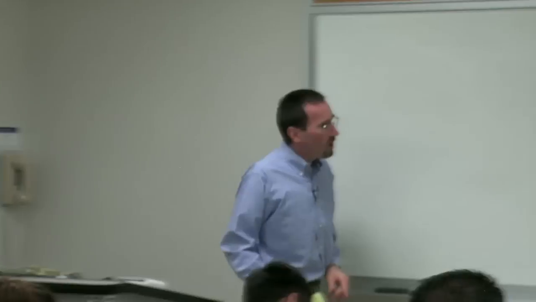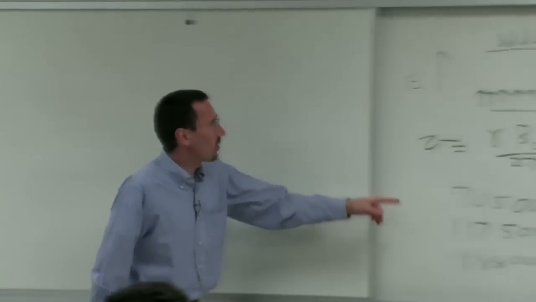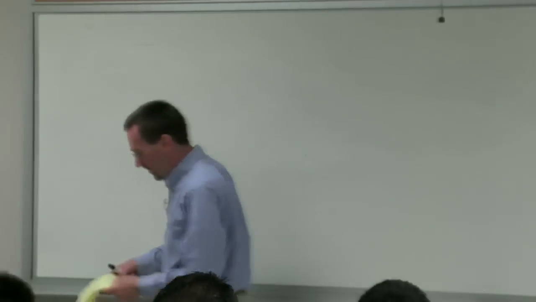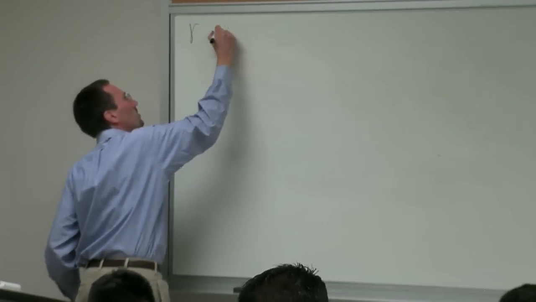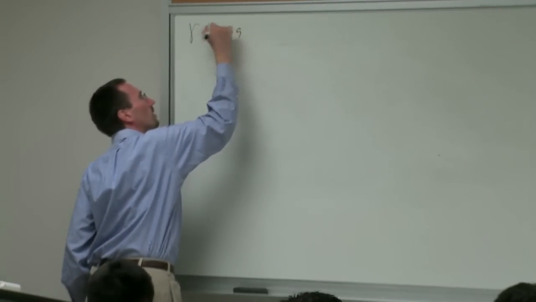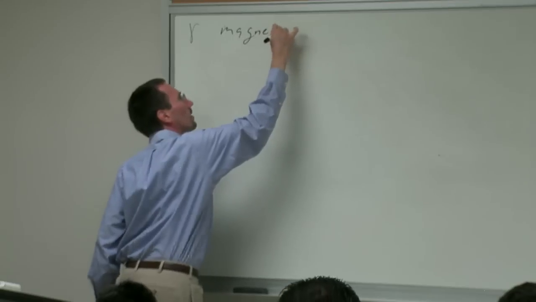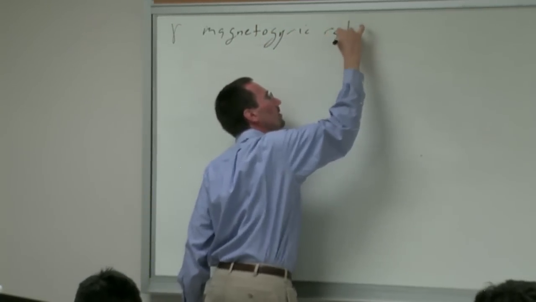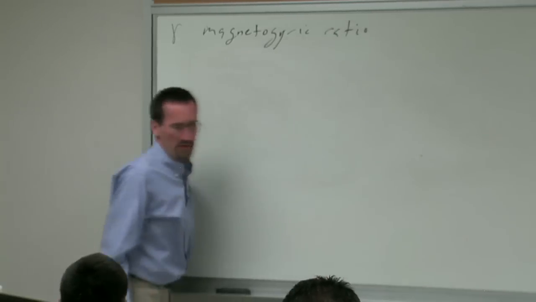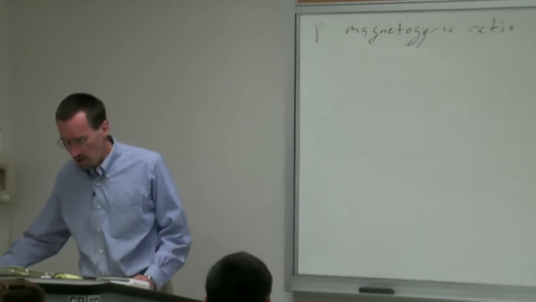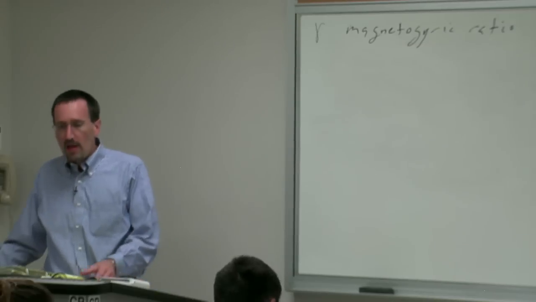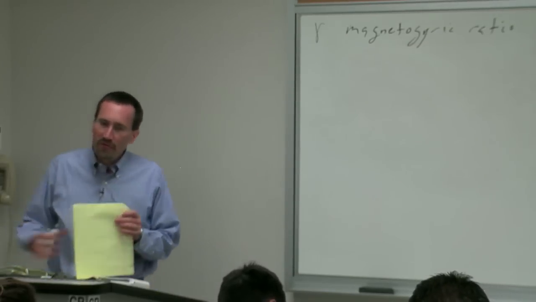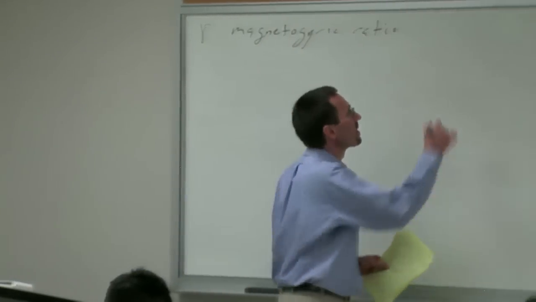All right. So the other quantity we have in this equation is gamma. Gamma is called the magnetogyric ratio. Sometimes you'll hear it referred to as the gyromagnetic ratio. This is a property of the individual nucleus.